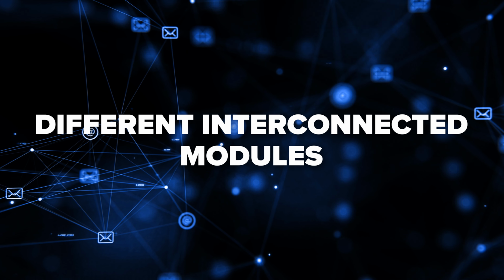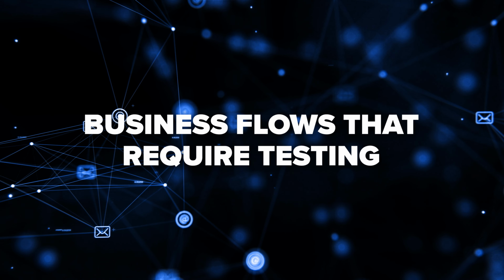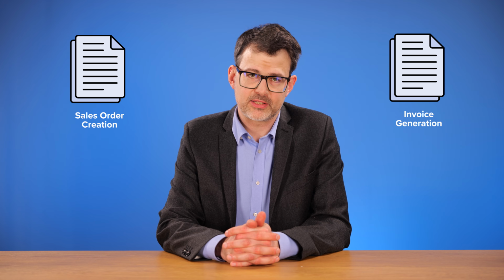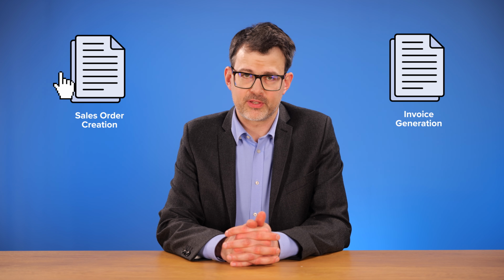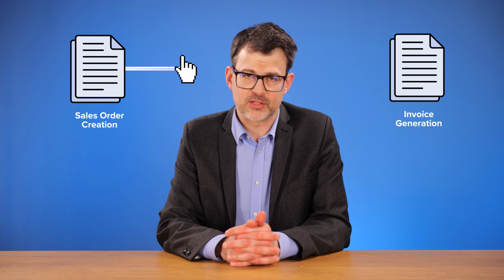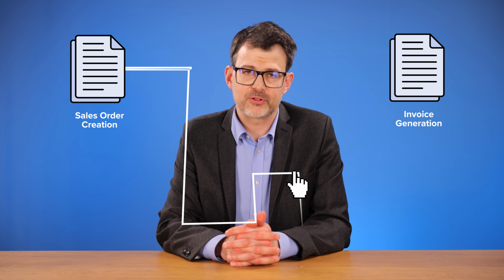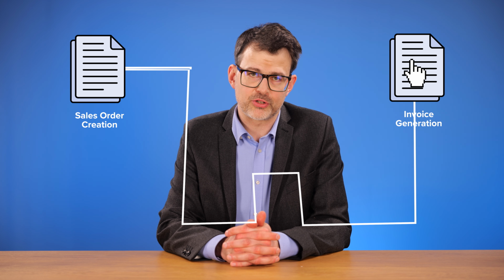SAP systems consist of different interconnected modules, within which there are various business flows that require testing. Let's take, for instance, the order-to-cash scenario, which starts with a sales order creation and ends with the generation of an invoice. UI testing tools allow for the replication of the steps performed by the business users, making it possible to validate business processes correctness after a system upgrade or any other project, or business-as-usual changes.